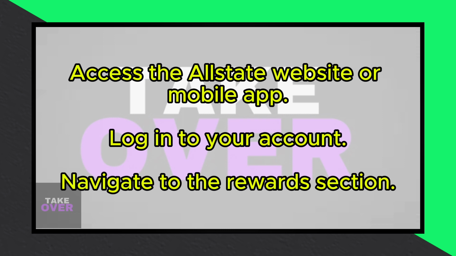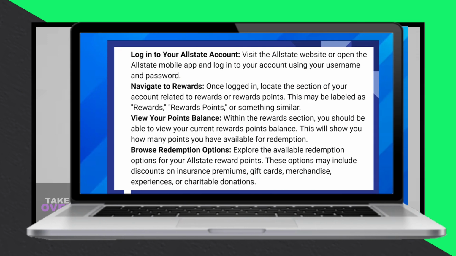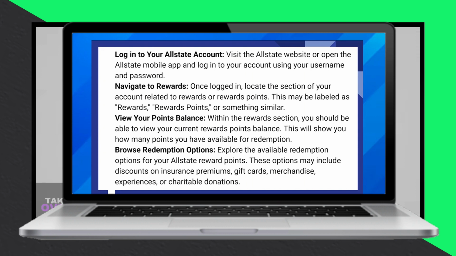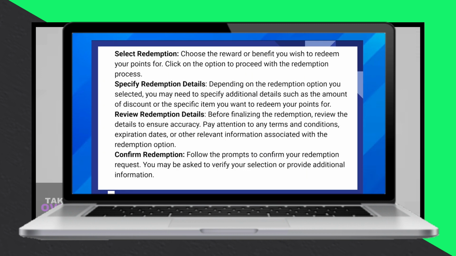Once logged in, navigate to the section of your account related to rewards or reward points. This section might be labeled as rewards points, or something similar. Within this section, you'll find your current rewards points balance, indicating how many points you have available for redemption.